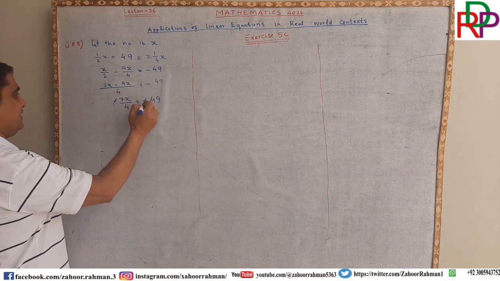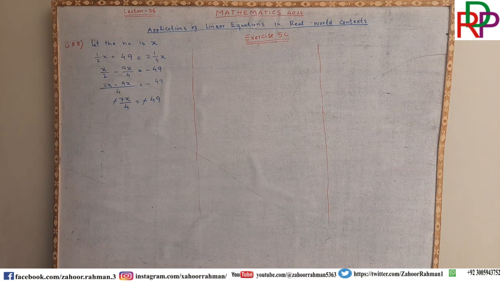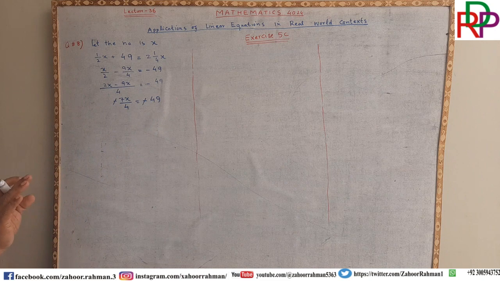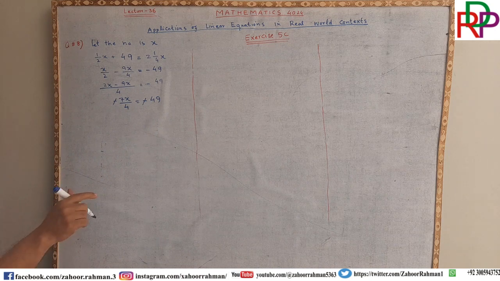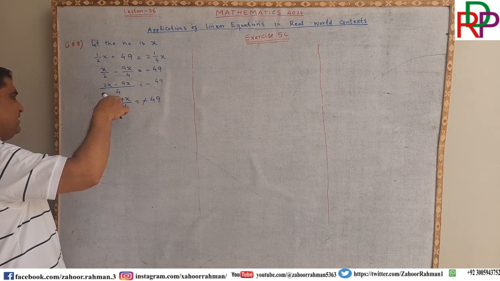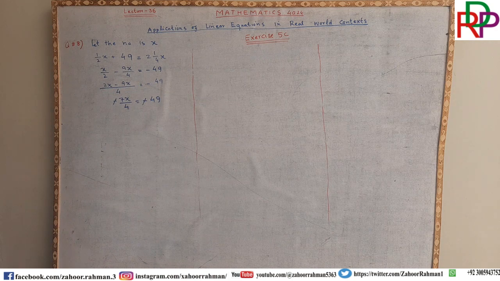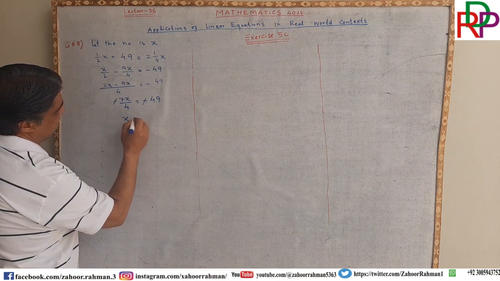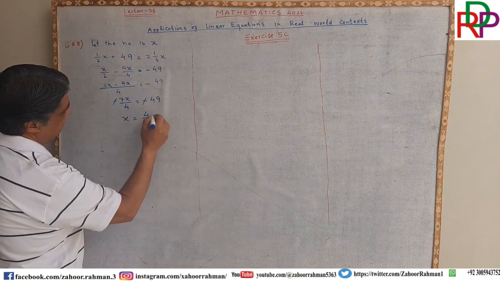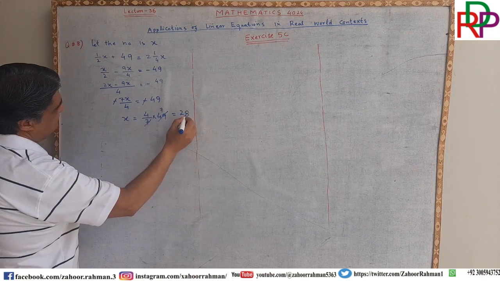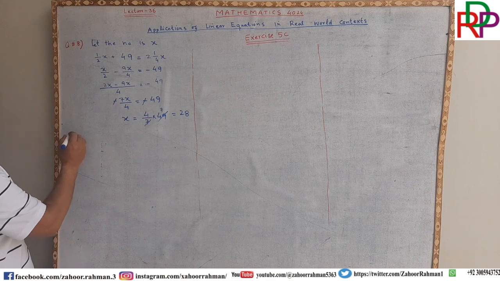Directly I am cutting this minus with this minus, because we are finding the value of x, so we have to shift this 7 over 4 to the other side. As I told you, if you remember, when there is a multiplication on this side, it will be taken as a reciprocal on the other side. So x is equal to 4 over 7 multiplied by 49. 7 sevens are 49, and 28 is the value of x.